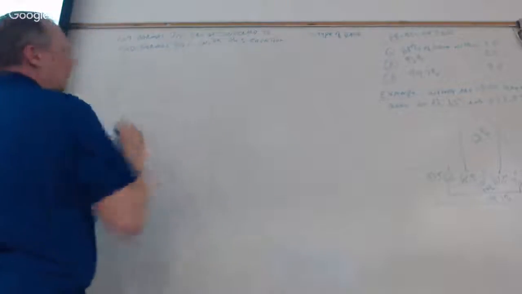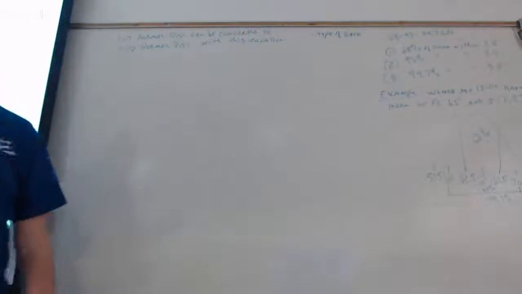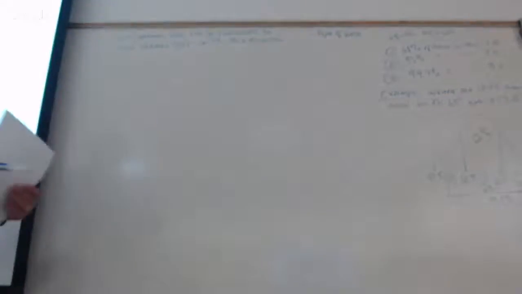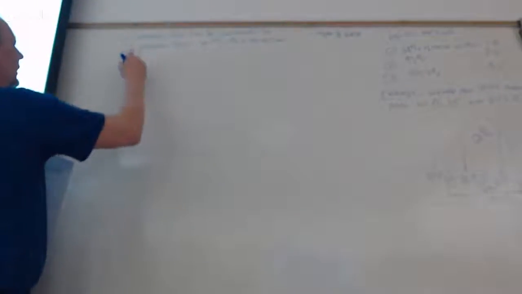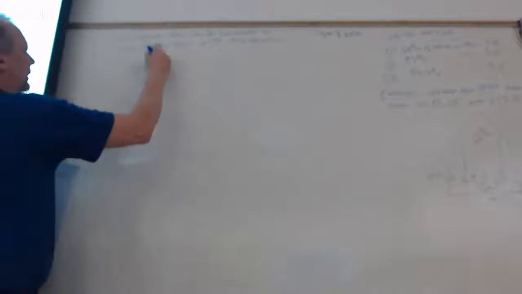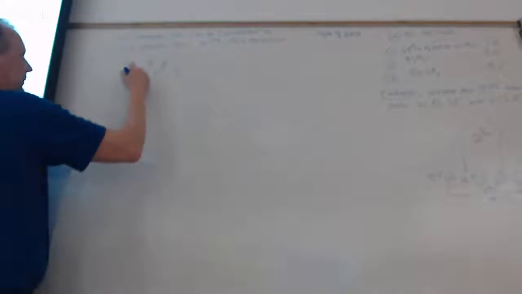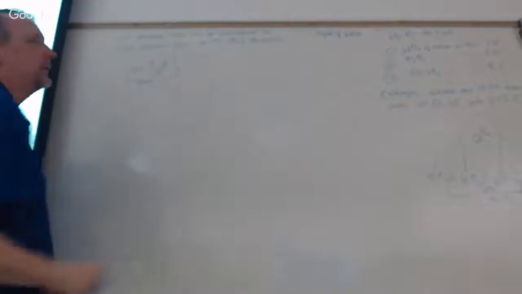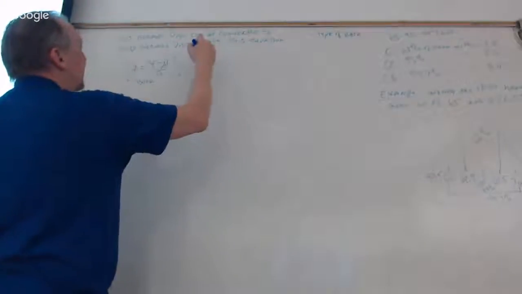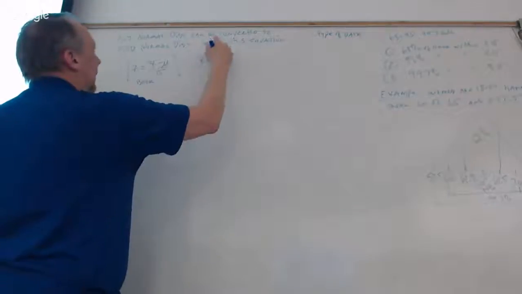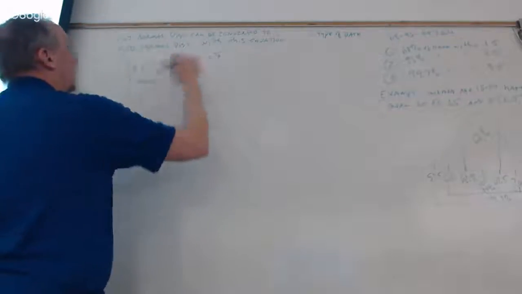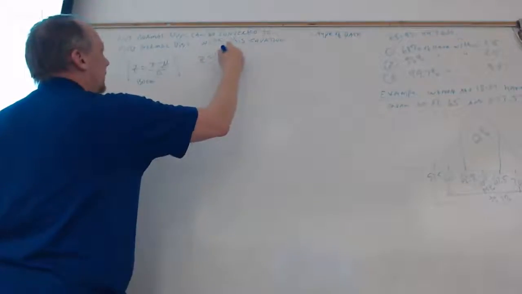Okay? Now, I'm actually going to give you two equations. In the book, I'm pretty sure they give you the equation z equals x bar minus mu over sigma. That's what the book gives you. In a future chapter, they're going to give you another one, and it's going to be very similar. It's going to be z equals x bar, no, actually, they don't put a bar over there. x bar minus mu over sigma over the square root of n.